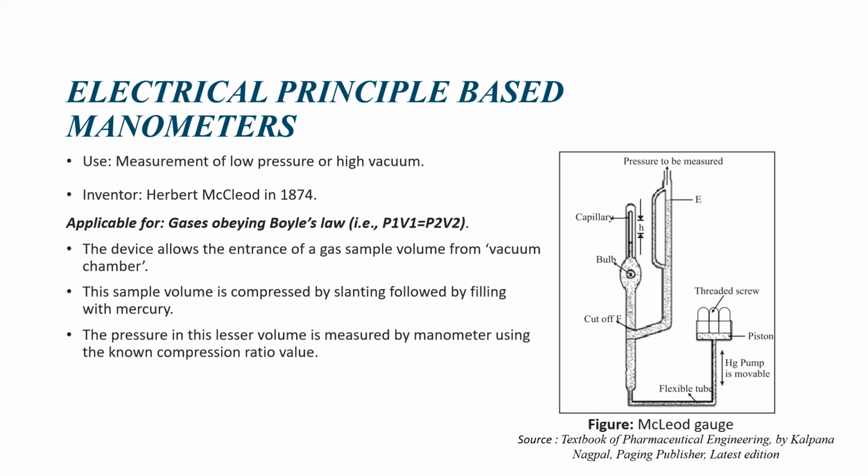This device allows the entrance of a gas sample volume from the vacuum chamber. This sample volume is compressed by slantly followed by the filling with mercury. The pressure in this lesser volume is measured by a manometer using the known compression value.